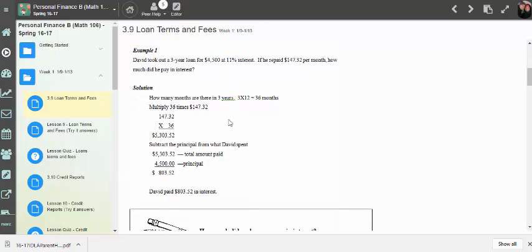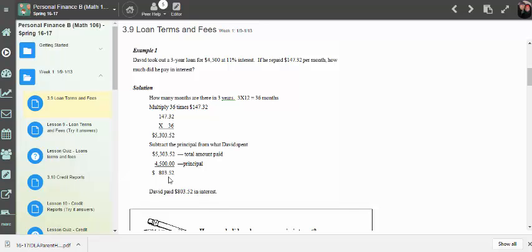So what you need to do first is figure out how much he paid monthly for the 3 years. There's 12 months in a year, so 36 months total in this term. He paid $147.32 each month, so we're multiplying that by 36. So this is the total amount, $5,303.52, that he paid in 3 years. So in order to figure out how much he paid in interest over those 3 years, we simply take the total amount paid and subtract the principal, and that's how much interest he paid.